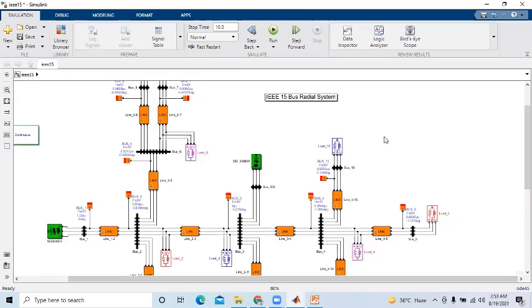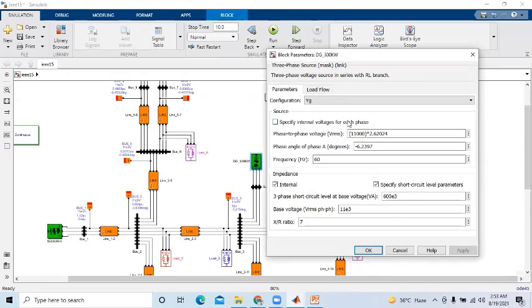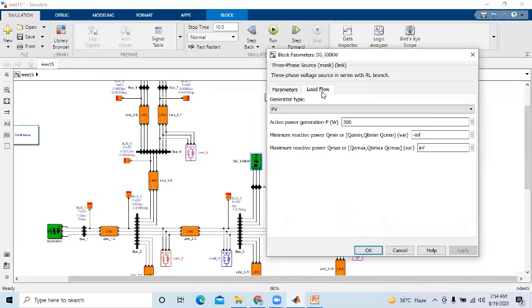system. In the DC generator system, it is also considered as an 11 kV supply voltage, with a phase angle of minus 6.2397 degrees, and the internal impedance and the short circuit level parameters have been mentioned over here. That is 600 kVA, and the base voltage is 11 kV. The load flow is a constant PV bus. It is taken as a constant PV bus with an active power of 300, and the Q minimum and Q maximum are being ignored right now. We are not going to consider that.